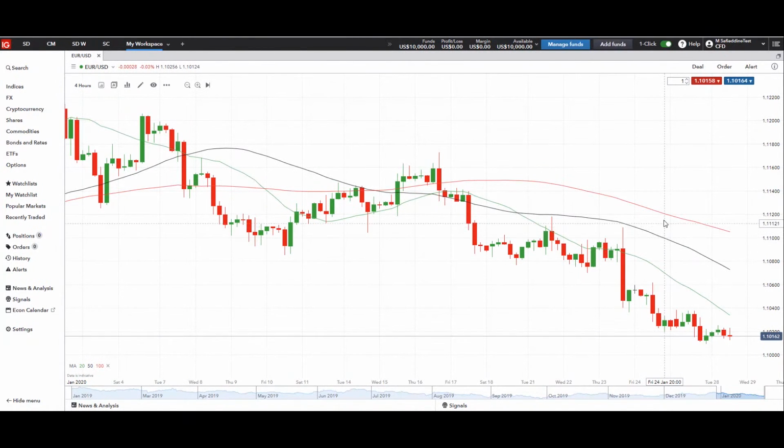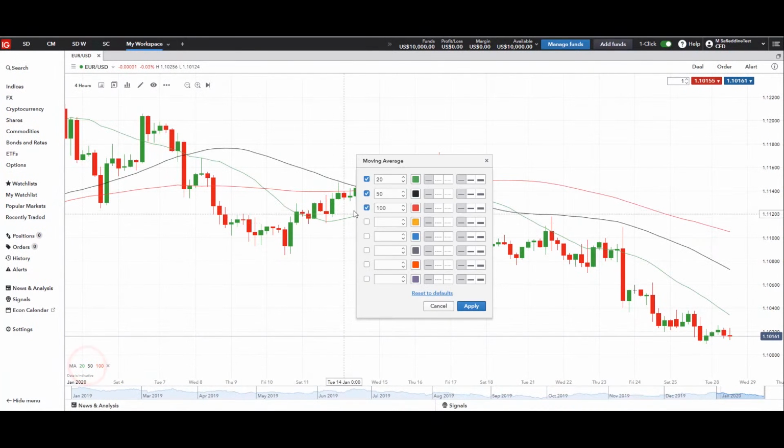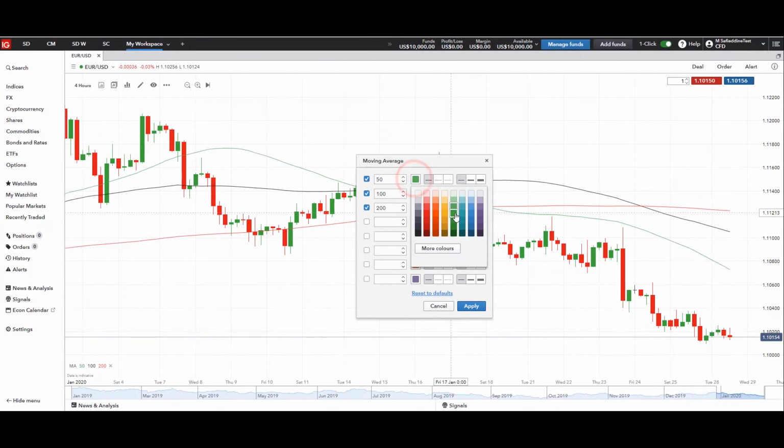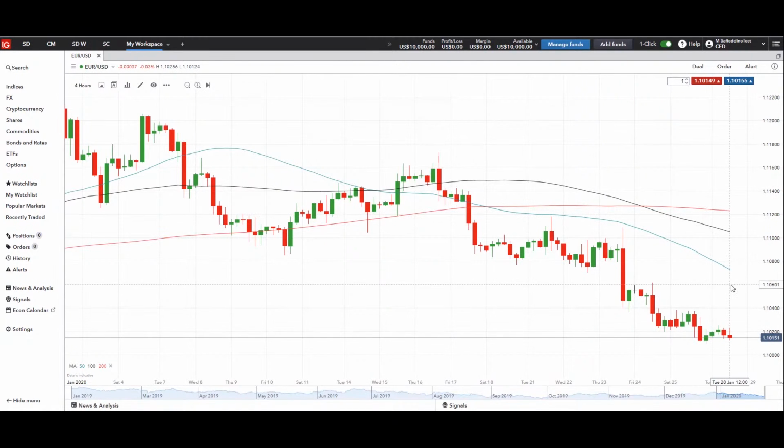If you do want to change it up a bit, so for example, if you say no, I don't want to have the 100. If I don't want to have the 20, I want to have it so that it's 200, 100, and 50. I'm doing this the hard way, by the way, just to keep things in chronological order. But if you have the 50, 100, and 200, you can change up the colors a bit. Blue's your favorite color. And there you go. Now you've got the 200, 100, and the 50 available. So, now you can see compared to price where exactly it stands.